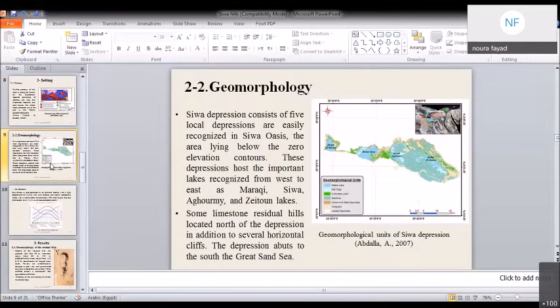Geomorphology. The Siwa depression consists of 5 local depressions that are easily recognized in Siwa Oasis, in the area lying below the zero elevation contour. This depression hosts the important lakes recognized from west to east as Maraki, Siwa, Aragi, Siwa, and Zaytun lakes. Some limestone residual hills are located north of the depression, in addition to several horizontal clouds. The depression slopes to the south toward the Great Sand Sea.